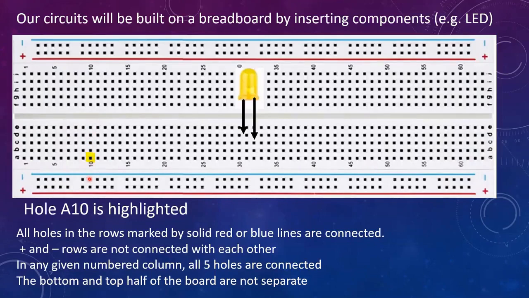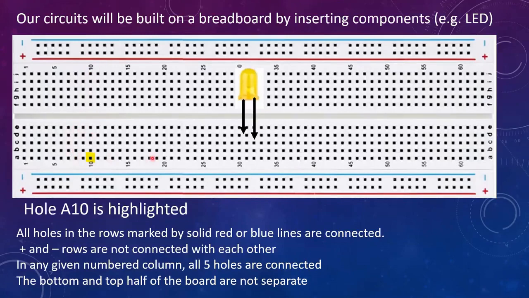So if you wanted several components to be connected together, you could just plug them all into this one column. And again, they're not connected to the other side. So F through J is a totally different thing. All of the ones F, G, H, I, and J, 10, they're all connected to each other, but not connected to A through E.